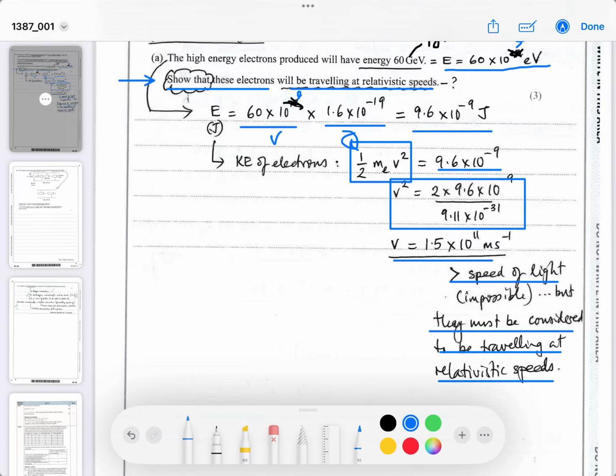They certainly will be going very fast, but the maths goes wrong because the mass of the electron, m, will increase when v increases. So mass is not constant. The mass in relativity increases with velocity, and there is an equation for that if you want to look it up. So that's how you do the first part of this question.